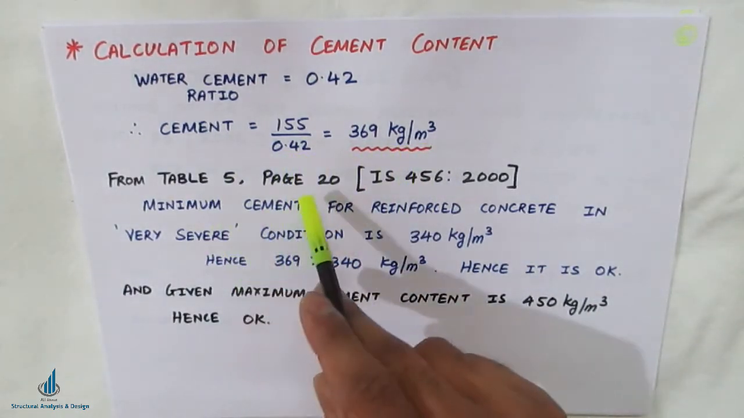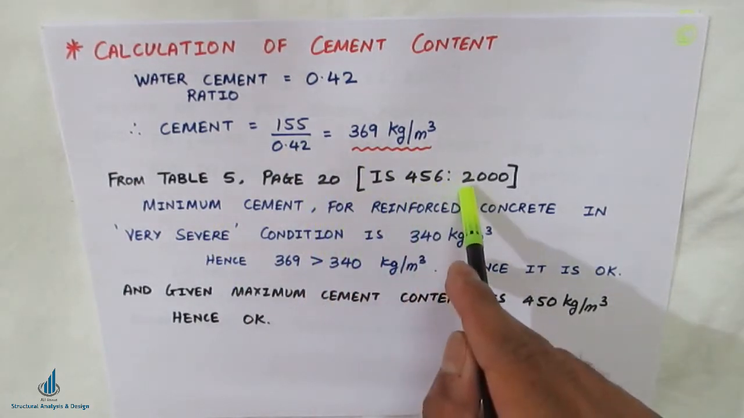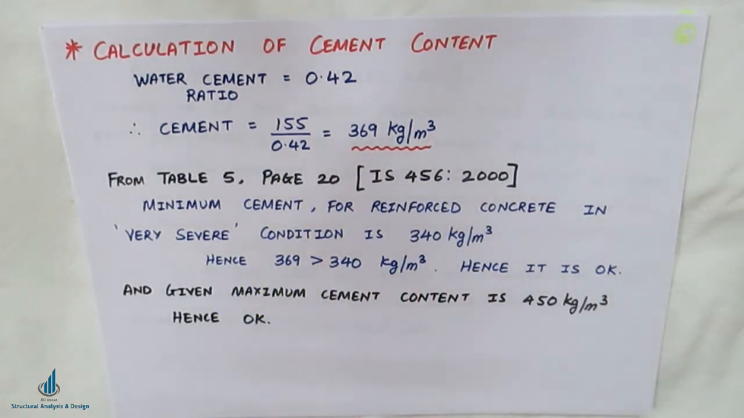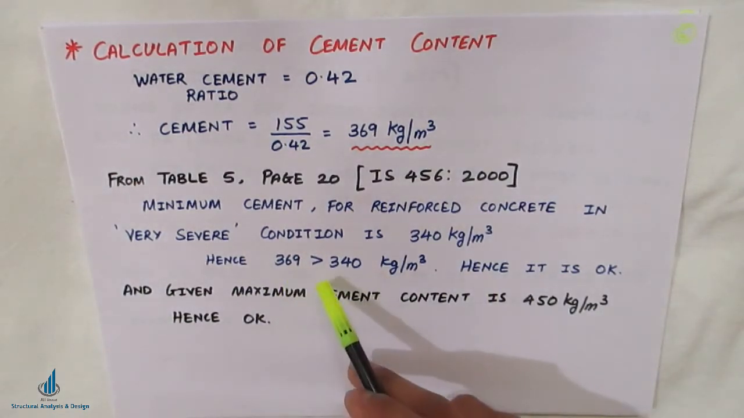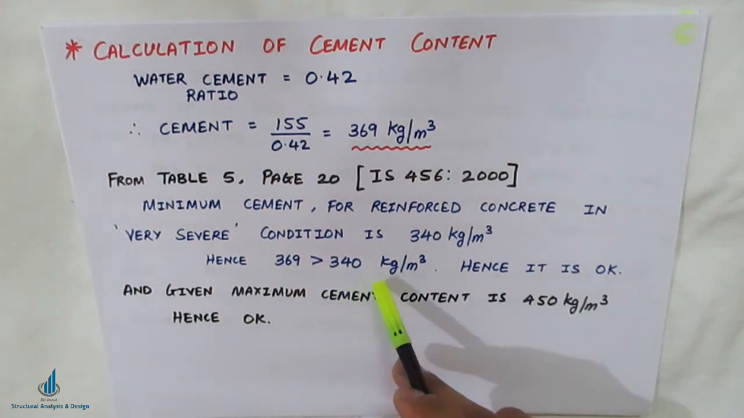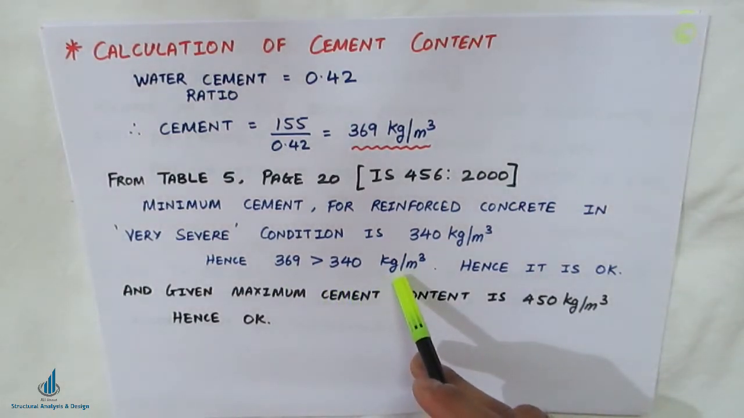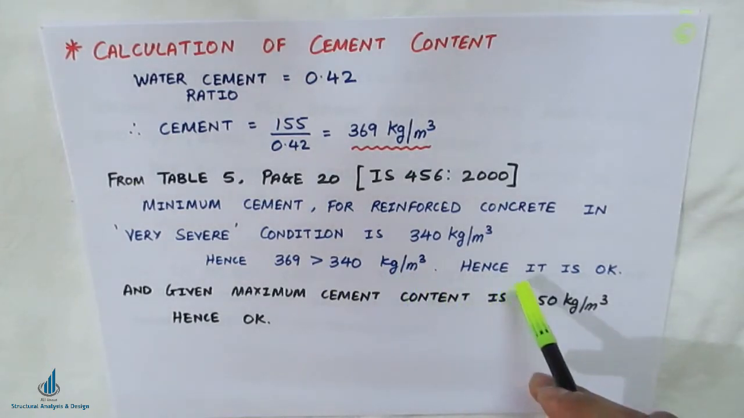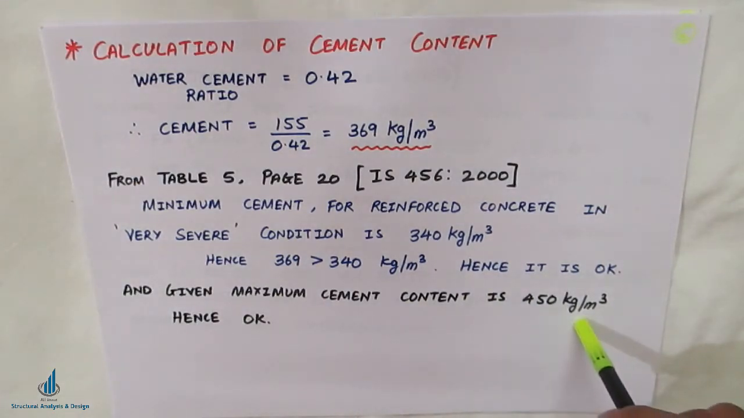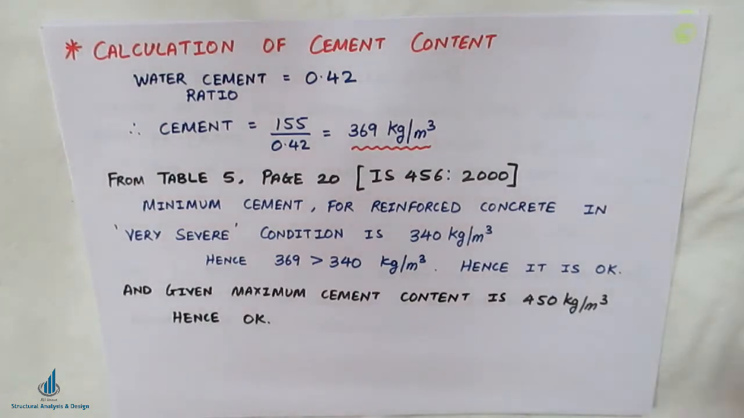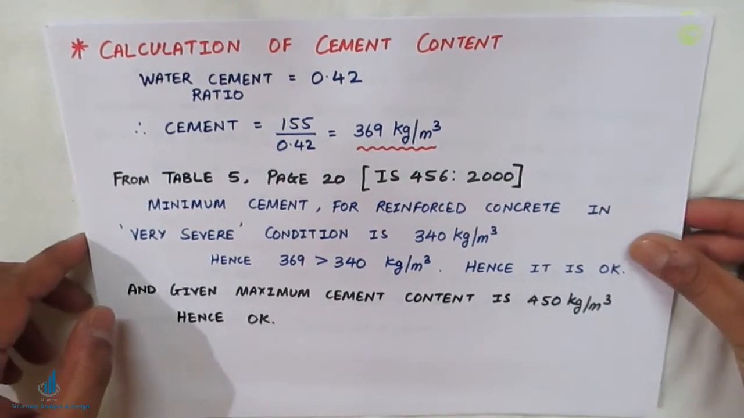And from Table 5, page number 20 of IS 456:2000, the minimum cement content for reinforced concrete in very severe condition is 340 kg per meter cube. Whatever cement we are getting in this particular design is 369 kg per meter cube, which is obviously greater than 340 kg per meter cube as mentioned in IS 456:2000. Hence it is okay for the mix design. And also the given cement content is 450 kg per meter cube as per the stipulations. Therefore you can proceed further in this M45 grade concrete mix design.